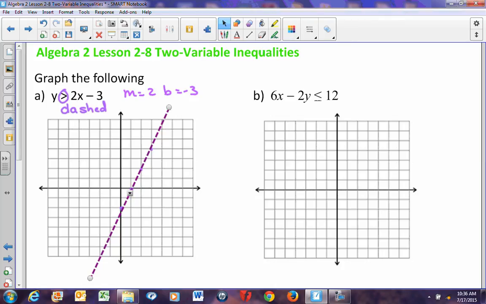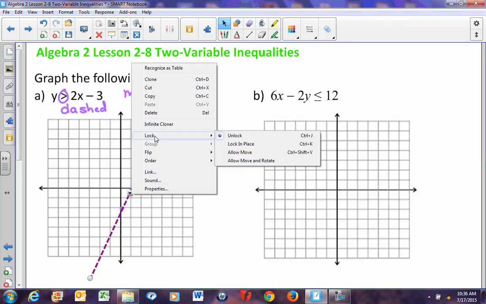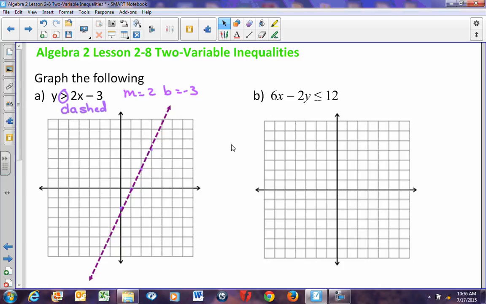And now I need to figure out a test point. As a general rule, if your inequality is written in y equals form, and it has to be written in y equals form, if it's greater than, it should be shaded above your boundary line. If it's less than, it should be below your boundary line. So since this is a greater than inequality, it should be shaded above my boundary line. But I'm going to test the point anyway to ensure that I'm doing this correctly.